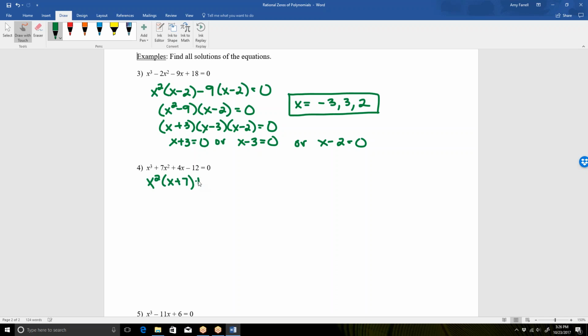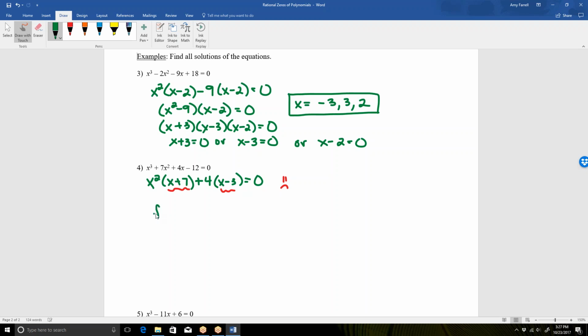If I try to factor by grouping, I don't have the same binomial in the parentheses. Okay, here I have x plus 7, here I have x minus 3. Okay, not the same thing. So this equation needs to be solved in a different way. We cannot solve by factoring. So what we do is we list the potential rational zeros and then we test them into the equation.